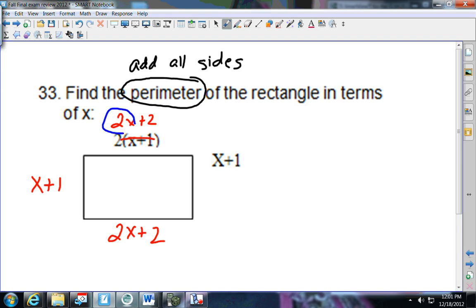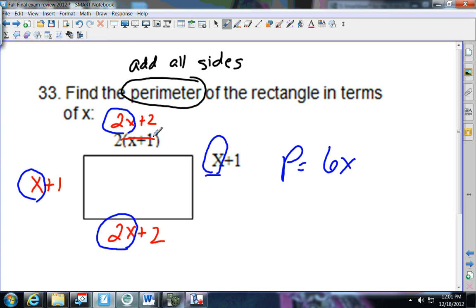I'm going to add up all my x's. 2x and 2x is 4x, 5, and 6. So my perimeter is 6x. And then add your units. 2 plus 2 is 4, 5, and 6 plus 6. That's all you can do. It didn't tell you what the perimeter was. It says to find it in terms of x.